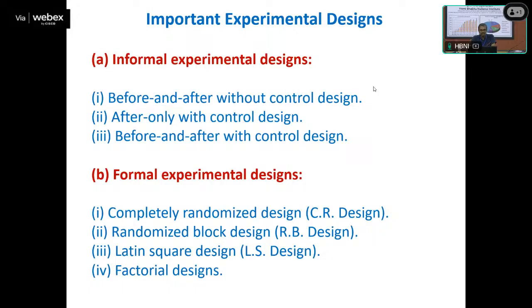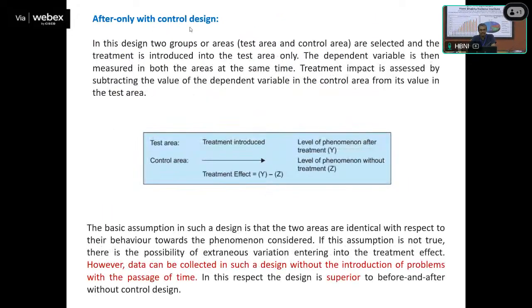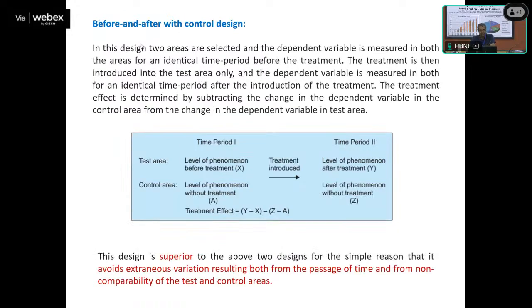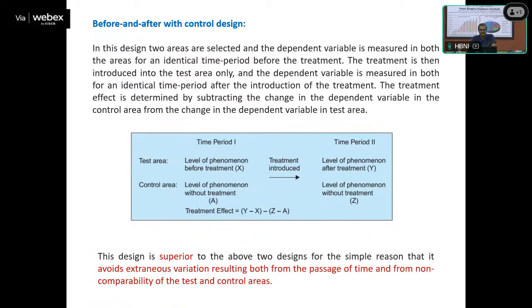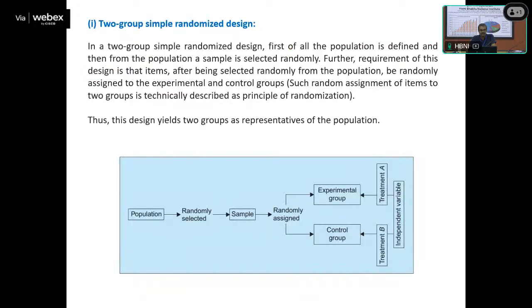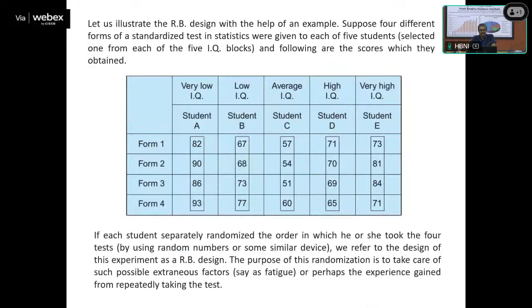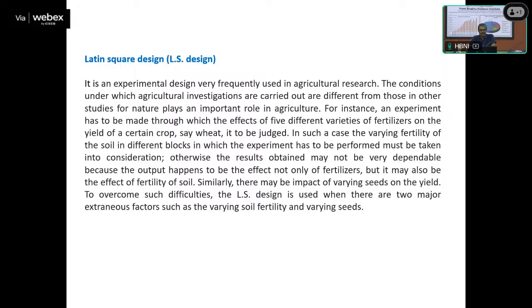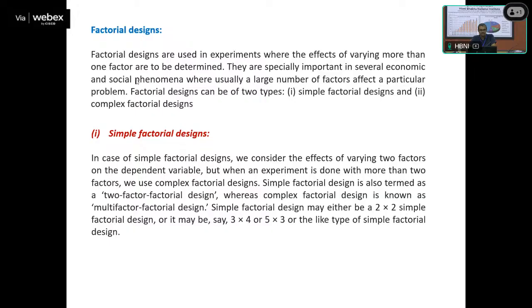And these are the important experiment designs which we discussed last day, the informal experimentation design and the formal experimental design. In informal, there is before and after without control, after only with control, and before and after with control. So slowly we progressed from very crude to more sophisticated experimentation. And then we went into completely randomized design. We explained what it is, and then random replication design, randomized block design. We explained Latin square design, we started and showed how it can be done. And the final one is the factorial design.